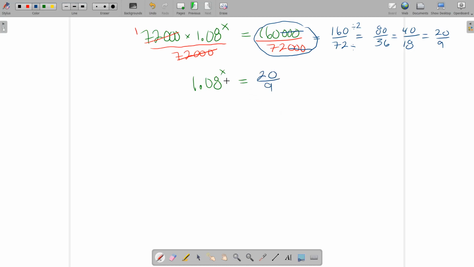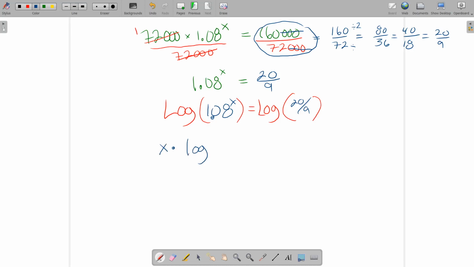To get rid of the power, next I apply logarithms. So I'm going to take the log of both sides and put parentheses there to be safe. And inside over here I have 1.08 to the x, and over here I have 20 over 9. The trick on the left is that the log of a base to a power, that power pops out times the log of the base.